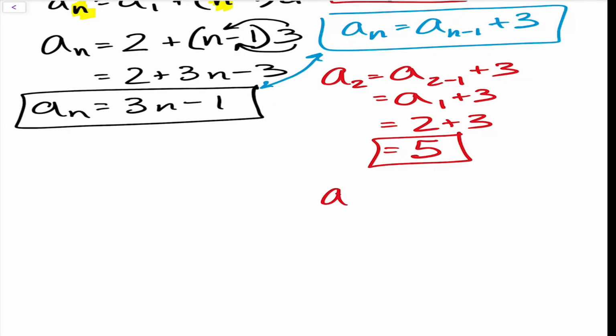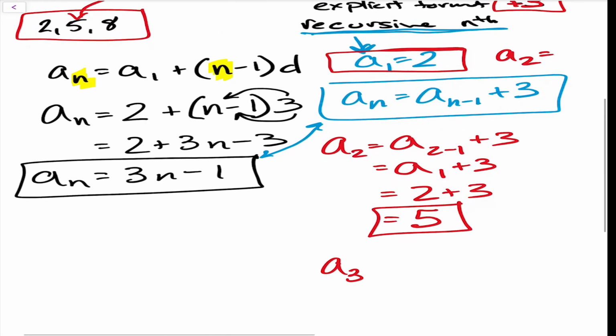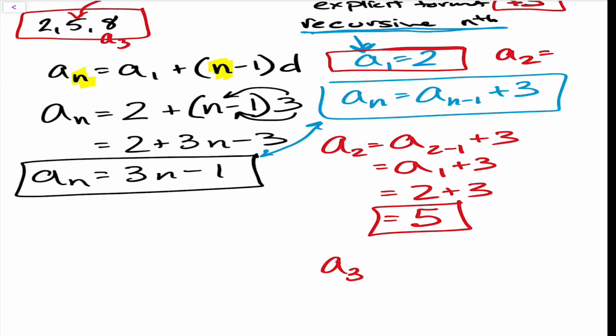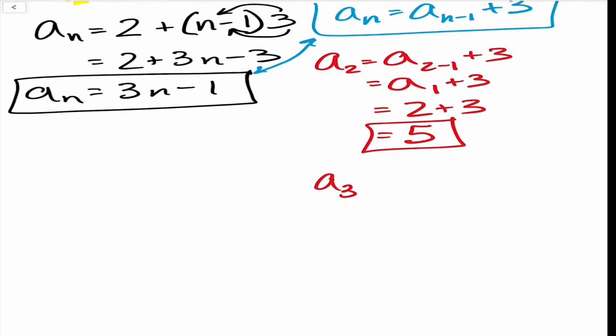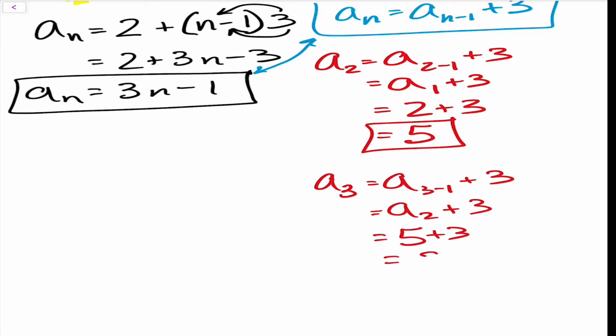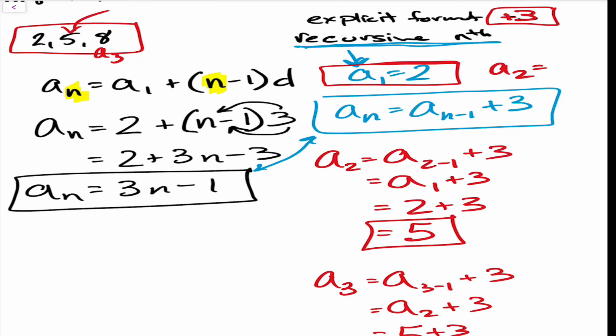And then if I want to find 8, that's going to be a sub 3. That's my 8, it's my a3 term, right? So that's a sub 3 equals a sub 3 minus 1 plus 3. So that's a2, my second term, which is 5 plus 3 is 8. And then I can just keep going on and on.